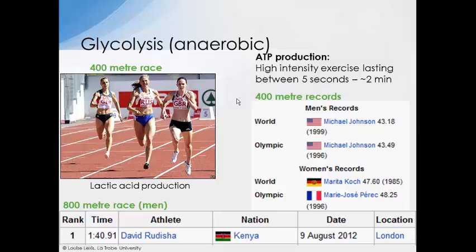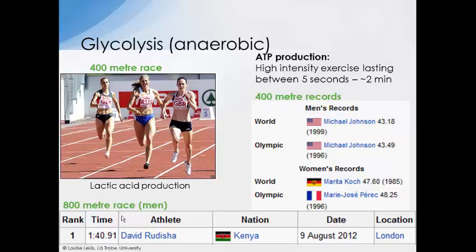And we can further see this if we look at some of the world records. I'm not sure if these world records still stand, but certainly they give you an idea of the time it takes for the athletes to run these races. So if we look at the men's records and the women's records, they're around 40 to 50 seconds. So that's certainly within that time period where anaerobic ATP production is very important, and specifically glycolysis anaerobic ATP production.